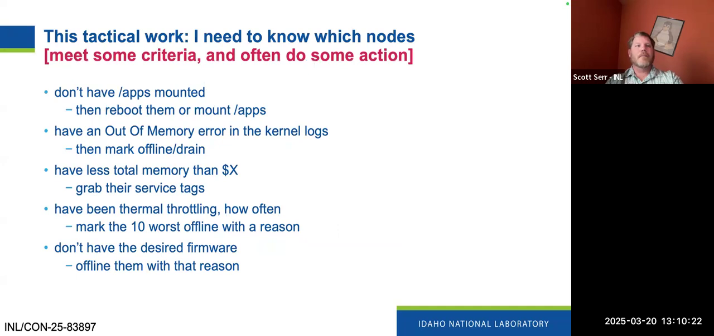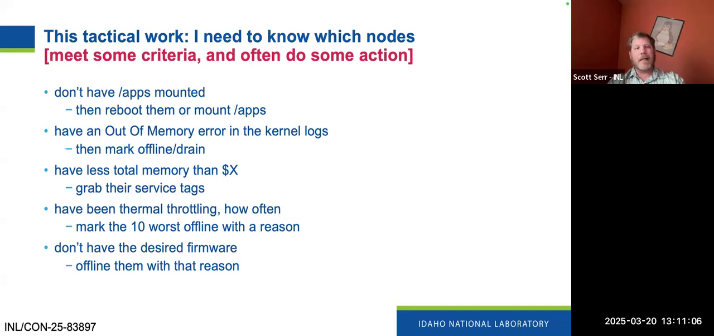So this is some tactical work that I do. I could probably use the word tactical a lot in this presentation. I need to know which nodes meet certain criteria and then often do some kind of action. And we did this a lot before this tool too, with scripts or one-liners, a lot of SSH or Clush or PDSH. You know, which nodes don't have apps mounted? We might need to reboot them or mount apps. You can see some other examples.